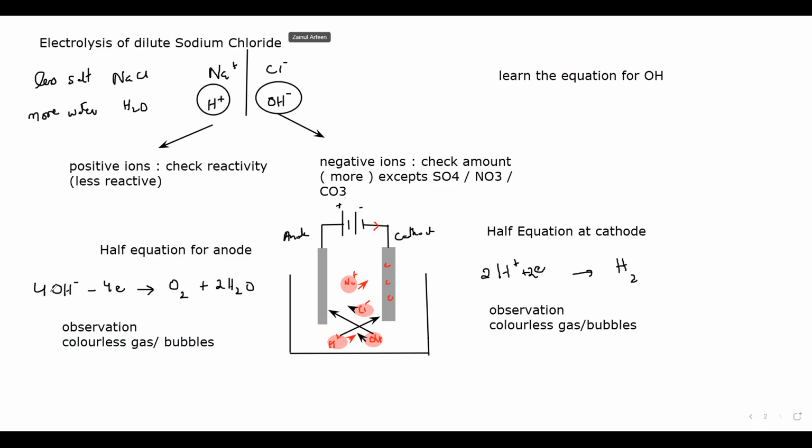So for hydroxide, this equation is very important, and you have to memorize it. For others, you can write it by your understanding, but for this equation, you have to memorize: four hydroxide ions will lose four electrons and give oxygen molecule and two water molecules.